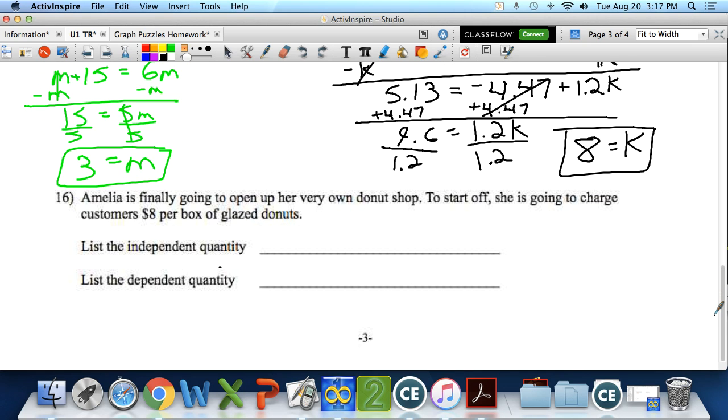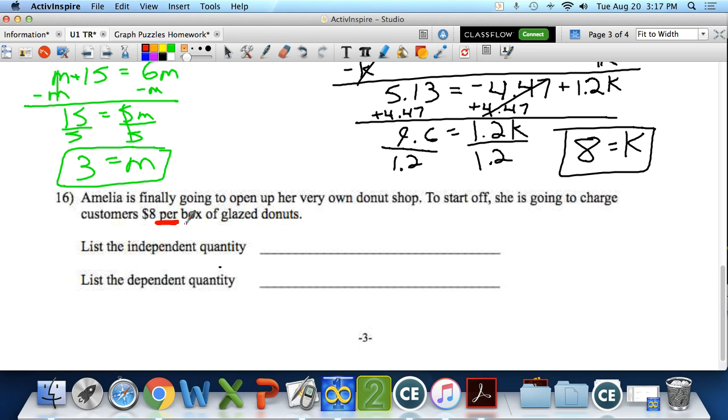Now we get down to our independent dependent. Been a while since we've done these. Back to second day of school. We started math early. Okay? Amelia is finally going to open up her very own donut shop for her. To start off, she is going to charge customers $8 per box of glazed donuts. There used to be multiples of these in here. I've taken some of them out. Okay, they're very redundant. But I left in this one type of example in particular because of this word per.